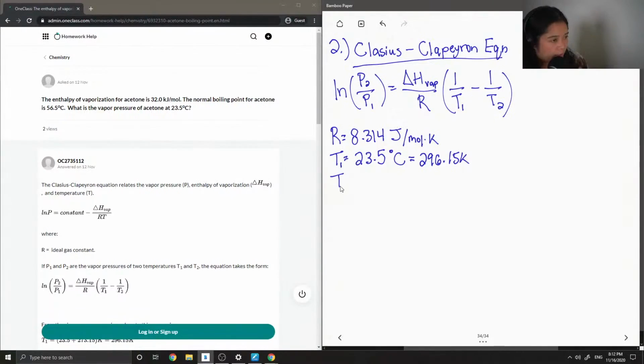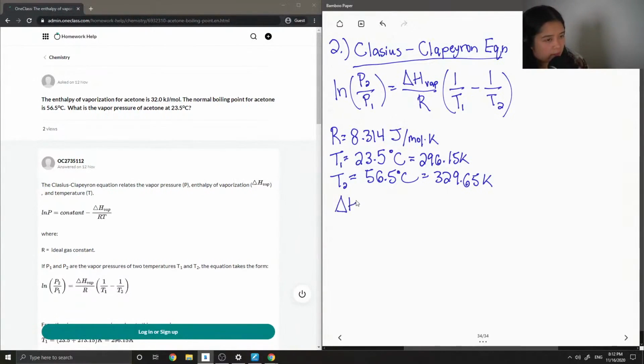T2 for this question would be the boiling point of acetone, which is the 56.5 degrees Celsius. And again, I'm going to convert to Kelvin by adding 273.15 to get 329.65 Kelvin. Okay, so we also are given the enthalpy of vaporization.